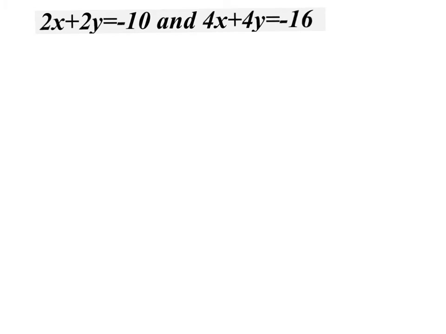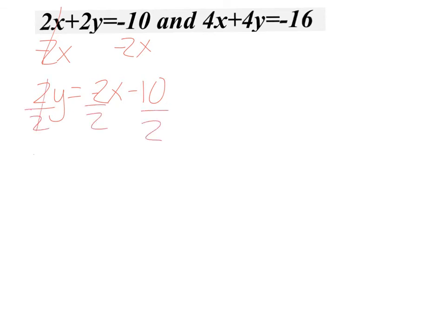And then finally, for the last one, again, moving the x over first, we get 2y equals negative 2x minus 10. And then I divide by the 2. We have to put them in slope-intercept form first, so that's what we're doing. So we end up with y equals negative x minus 5.